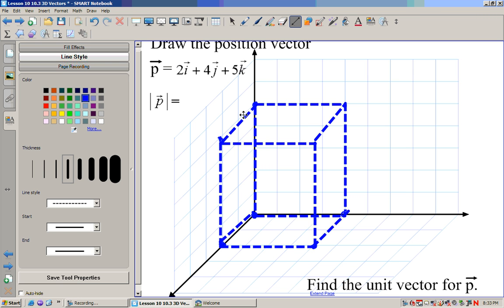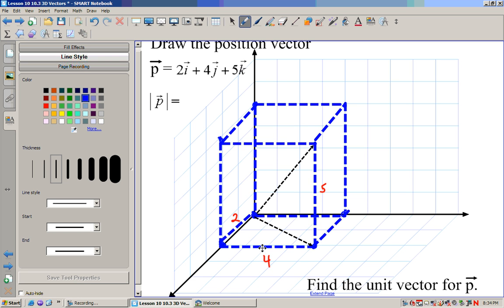All right, now we have this nice box, gives it depth, and our vector of interest goes from 0, 0, 0, 2 towards us, 4 to the right, and 5 up. So that's the point that I'm going to. So this is 2i plus 4j plus 5k. Now if we want to find the magnitude of that, it's a little tricky. That's 2, that's 4, and that's 5. So before we can find that magnitude, first we have to find this magnitude.